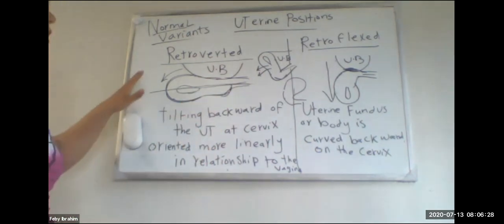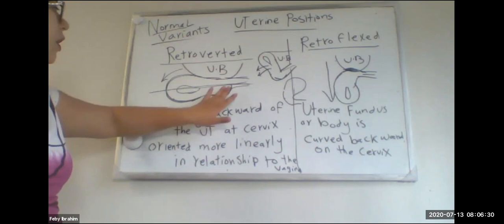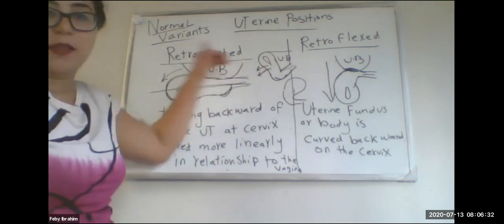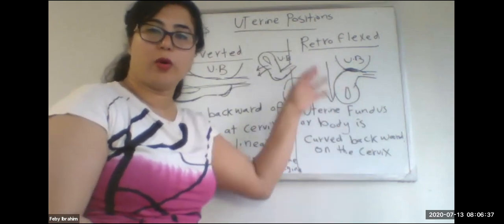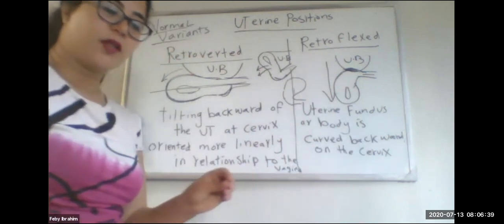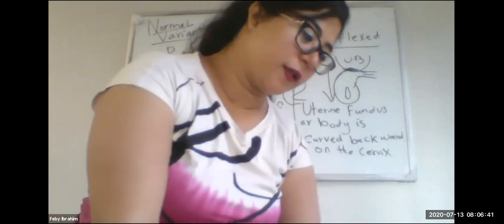In retroverted, it looks like a straight line. The retroflexed goes sharply down or more posterior. This is for the uterine positions.